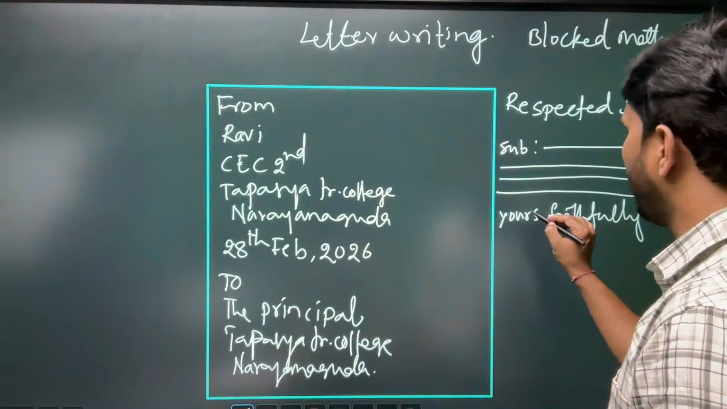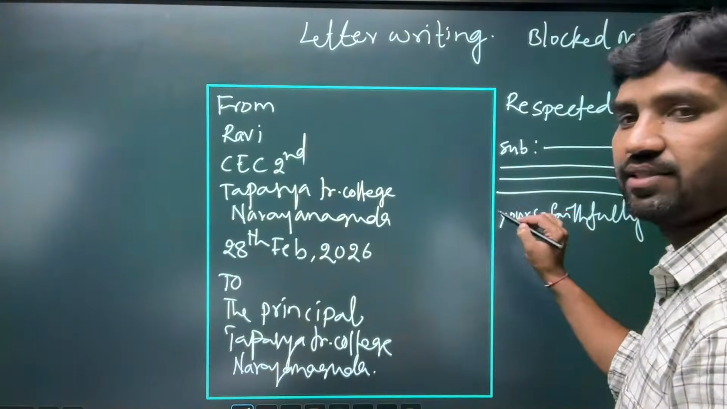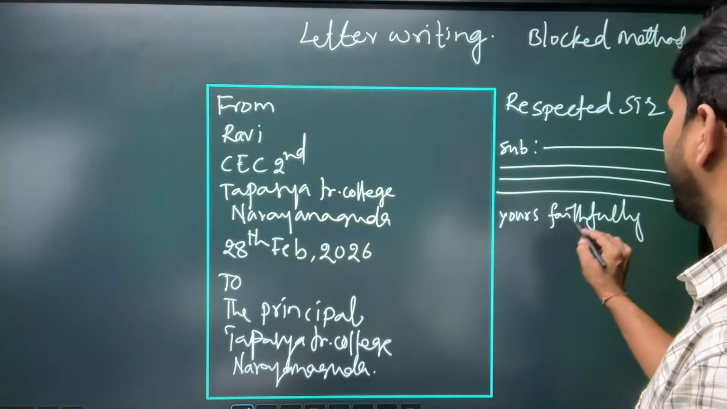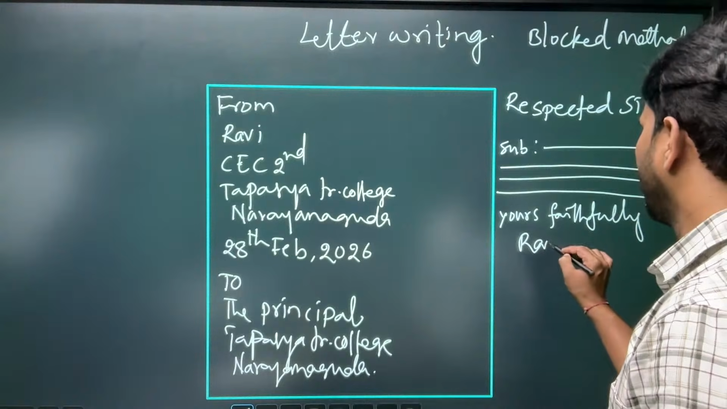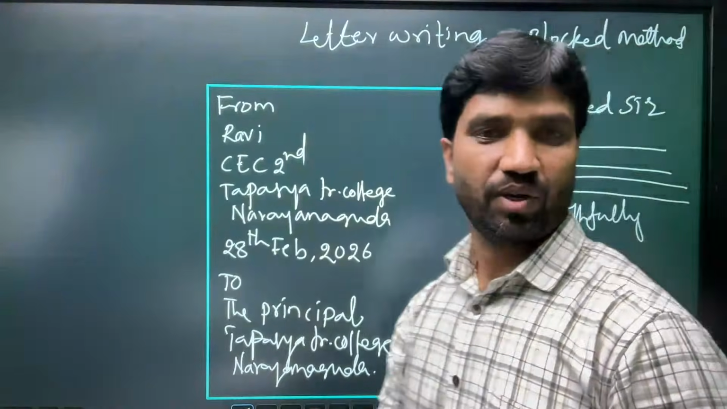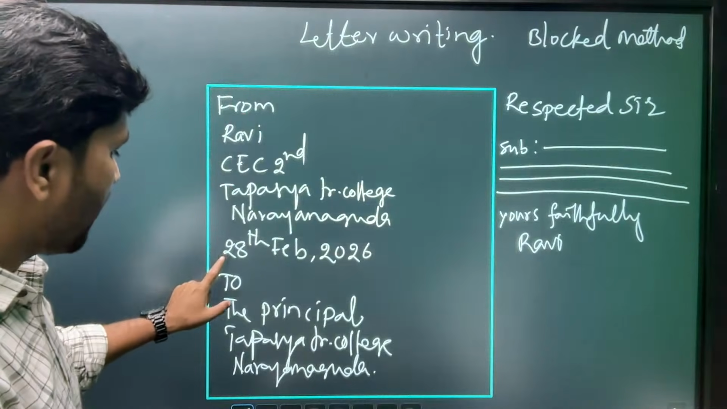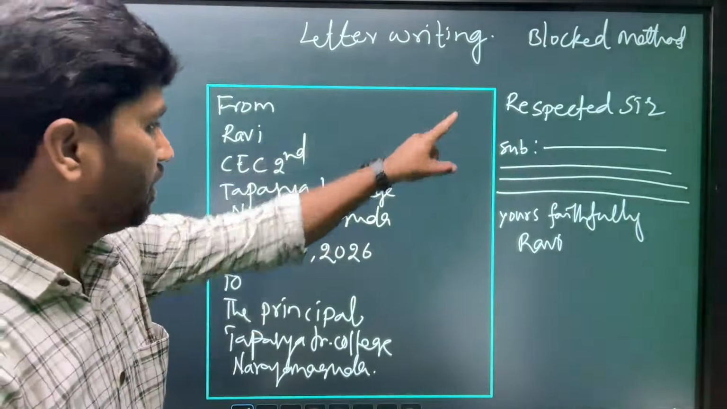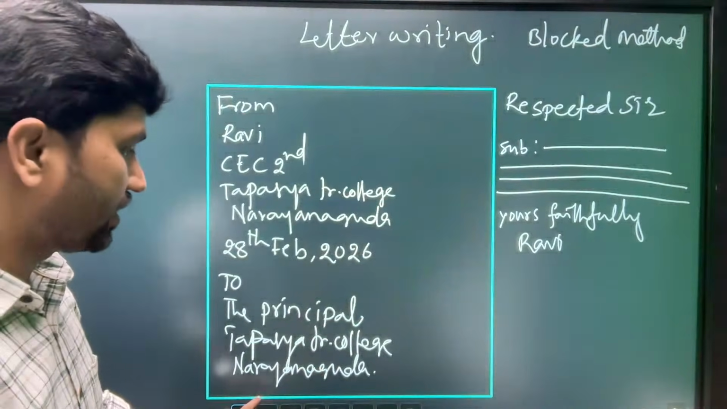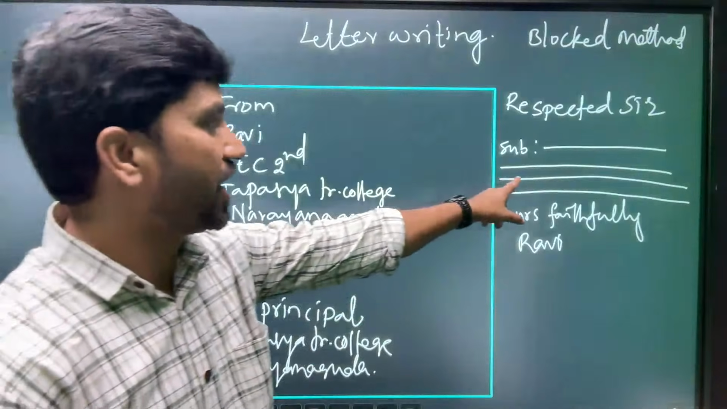Yours faithfully. Don't put an apostrophe or comma between R and S. So write it as yours faithfully, and then the signature, Ravi. That's it. See how it has started: from address, date, to address. Next, respected sir, like salutation, subject and body of the letter.